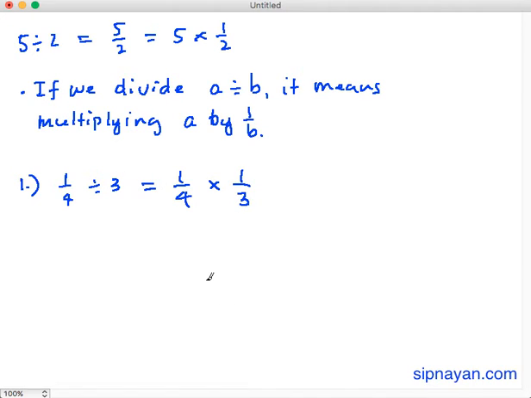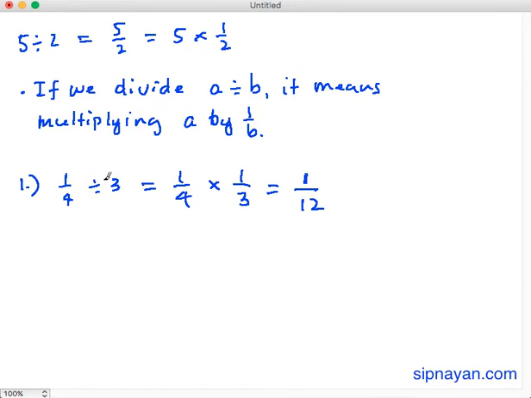Okay? So, napag-aralan natin from the previous video, yung series natin on multiplication of fractions, na pag nag-multiply tayo ng fractions, we just multiply the numerators and then write the product as the numerator of the result. And then 4 times 3, 12. Ganun din yung denominator. Multiply the denominators, tapos yung product nun, yun ang magiging denominator ng resulting fraction. Ibig sabihin, 1/4 times 1/3 is 1/12.